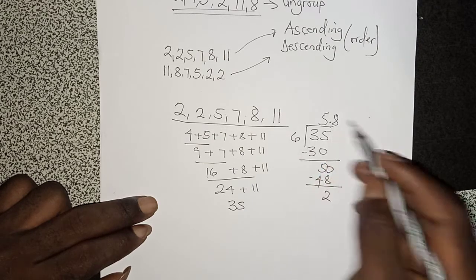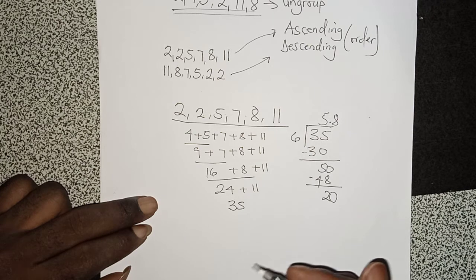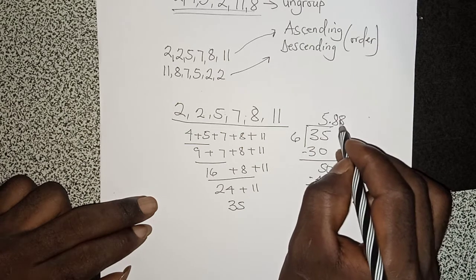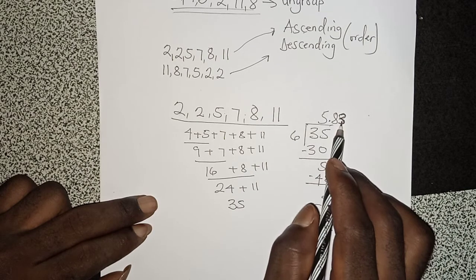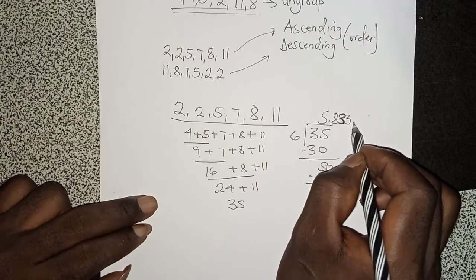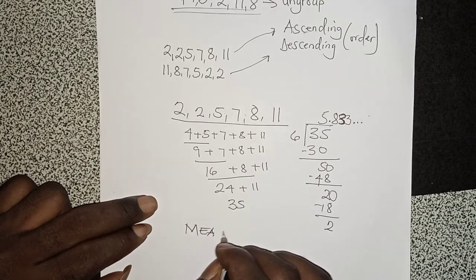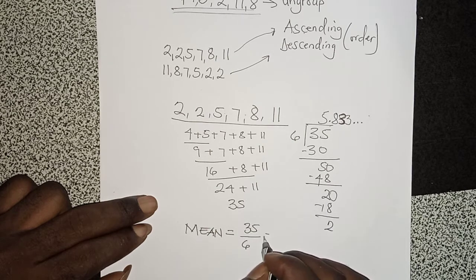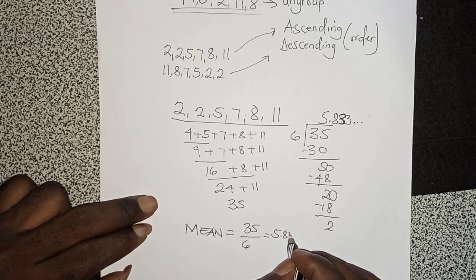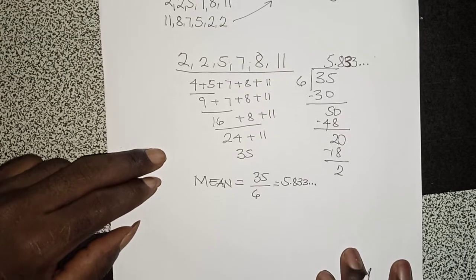So because of the decimal point here, we add 0 to this. So 6 goes into 20: 6 times 1 is 6, 6 times 2 is 12, 6 times 3 is 18. So we put a 3 here. 6 times 3 is just 18, and minus. You will see that this 3 will be repeating. So we can just put one of the 3s here. So we'll say now the mean is equal to 35 divided by 6, which gave us 5.833, repeating. So this becomes the mean.